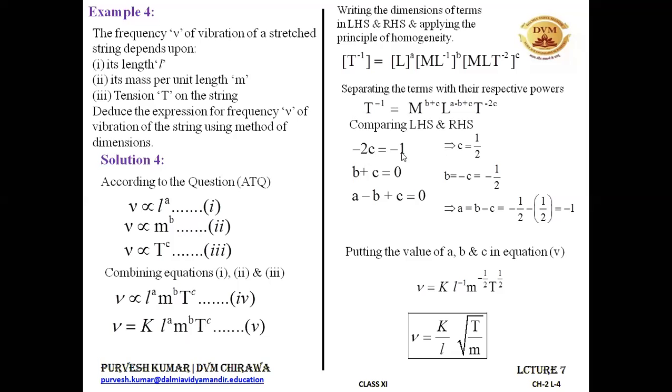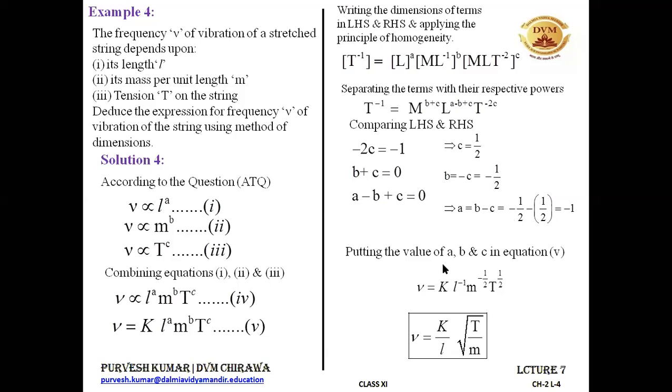All right. So C is equal to half from this equation, and B plus C equal to 0. So B becomes equal to minus C, that is equal to minus half. And in this equation, A is equal to B minus C. The value of B was minus half and the value of C was half. With this minus sign, it will make minus half minus half. So the value of A becomes equal to minus 1.